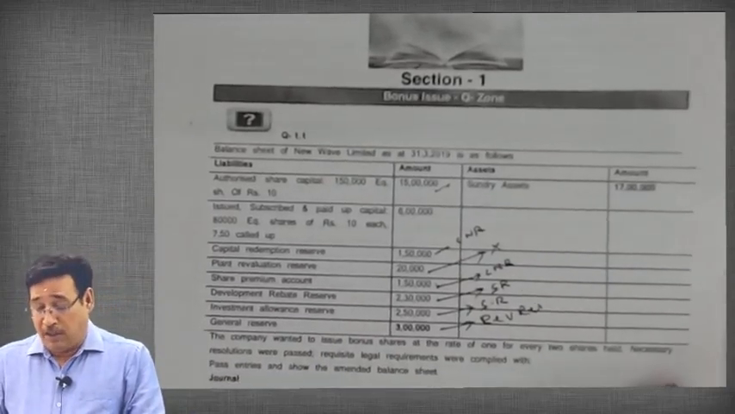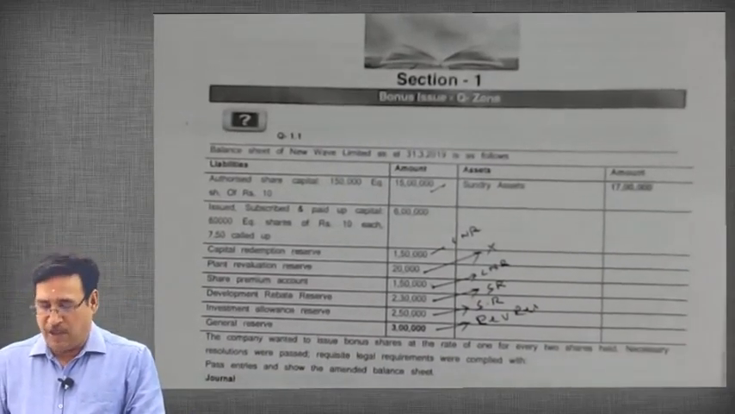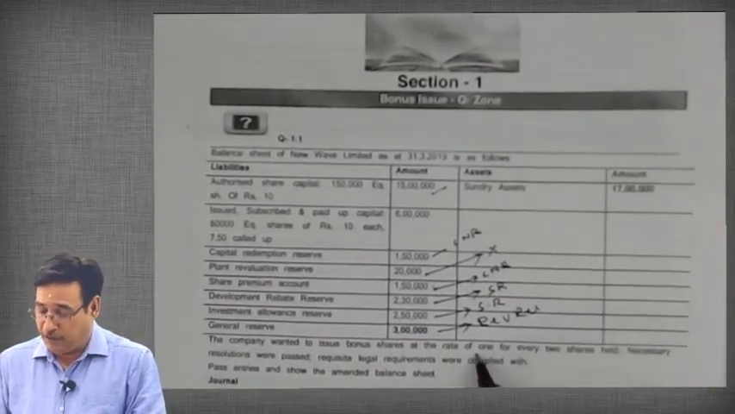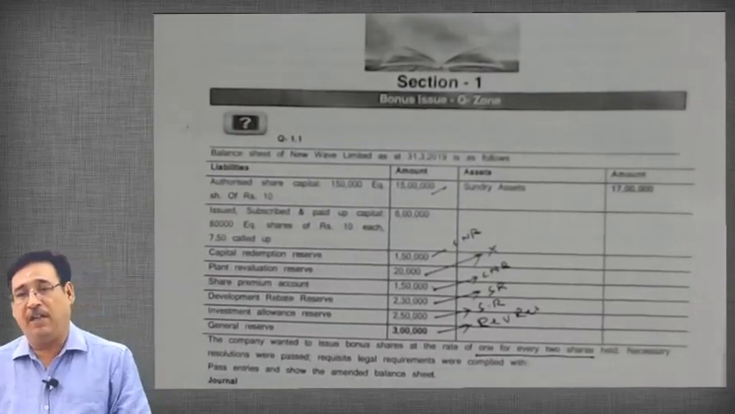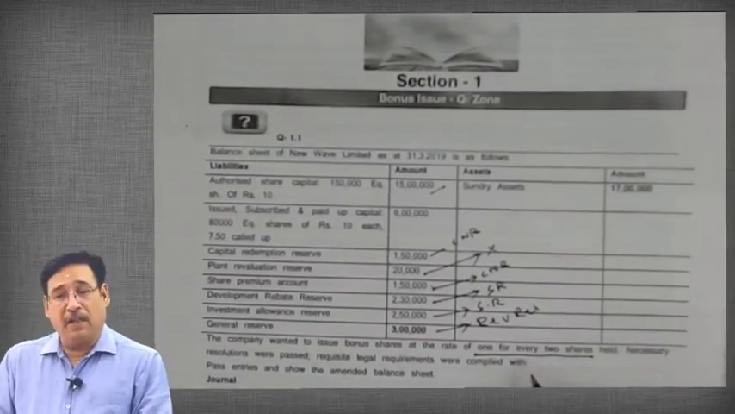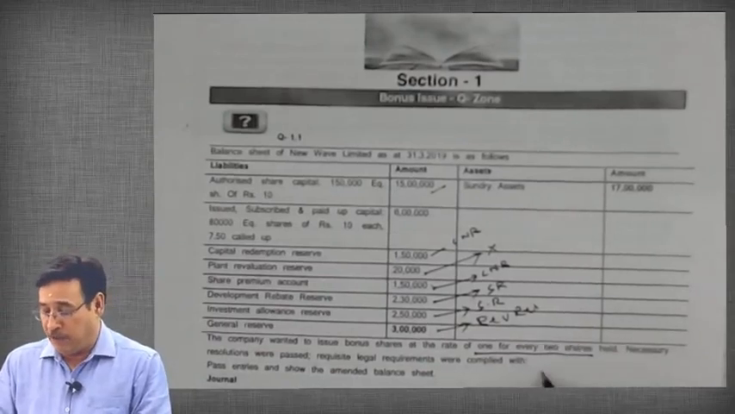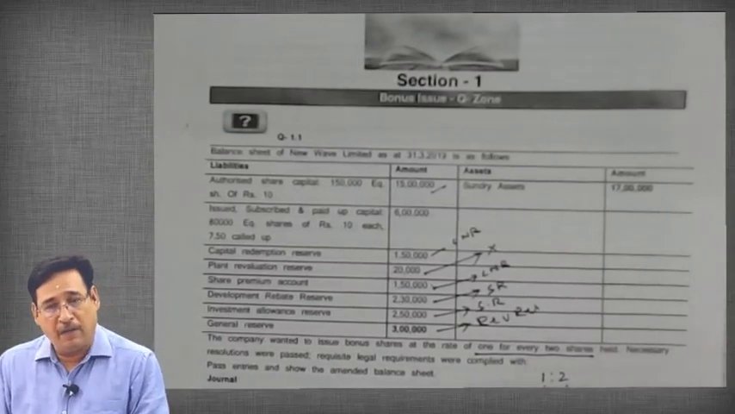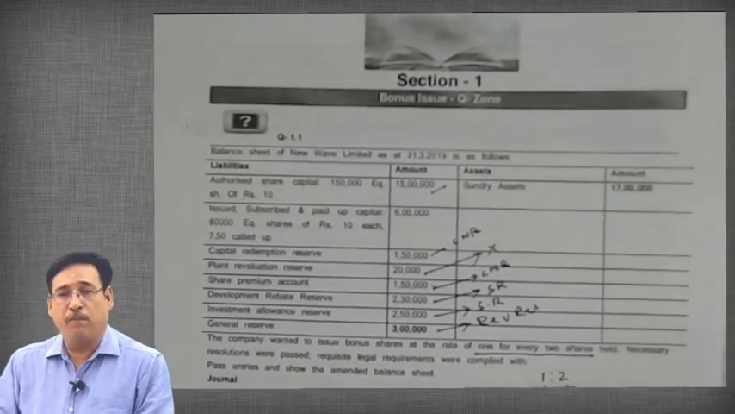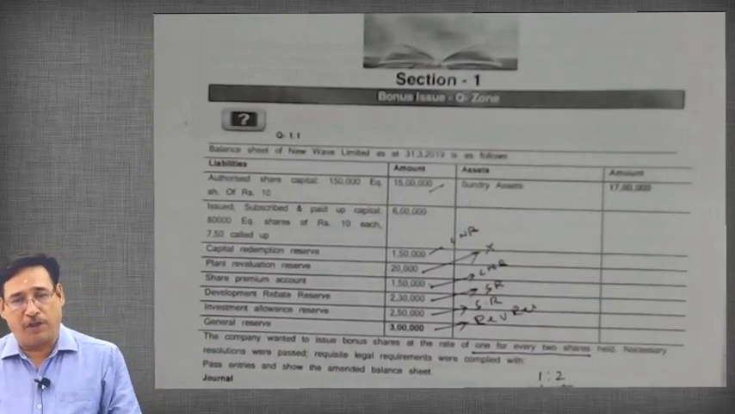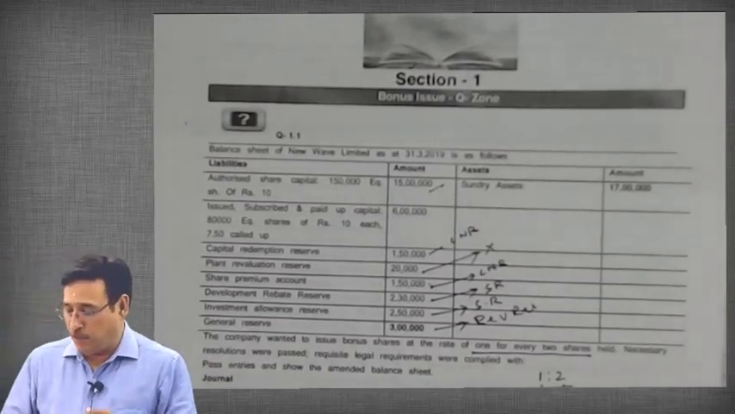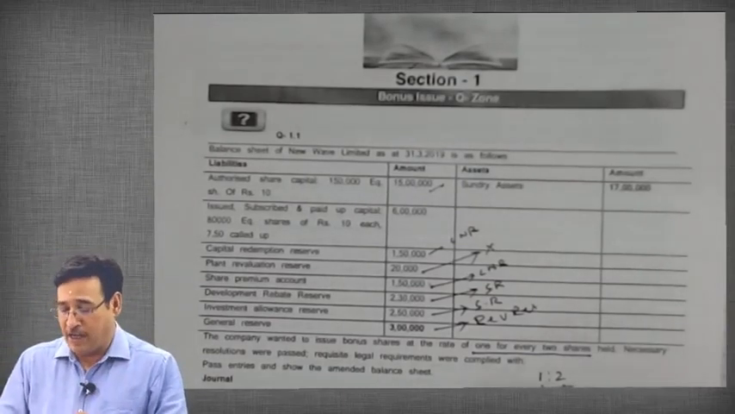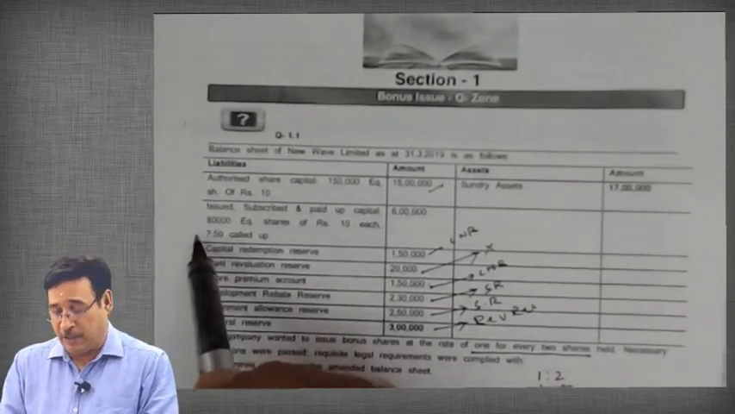Now in this question, it is a little bit clumsy. See here, it is written that the company wanted to issue bonus shares at the rate of 1 for every 2 shares held. Because in the additional information it is given that the bonus ratio is 1 share for 2 shares, and I have already told you that whenever a bonus ratio is given in the question, it means such bonus issue is given only to the fully paid shares. But the problem here is that the share capital is not fully paid.